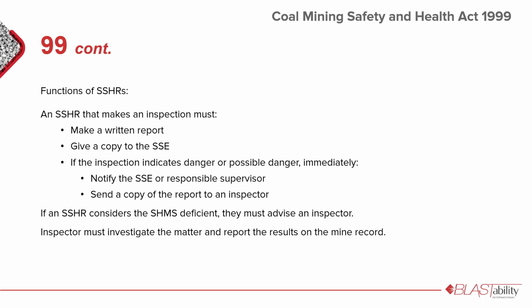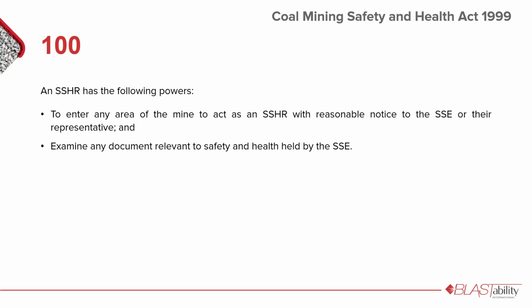An SSHR that makes an inspection must make a written report and give a copy to the SSE. If the inspection indicates danger or possible danger, immediately notify the SSE or responsible supervisor, and send a copy of the report to an inspector. If an SSHR considers the SHMS deficient, they must advise an inspector. The inspector must investigate the matter and report the results on the mine record.